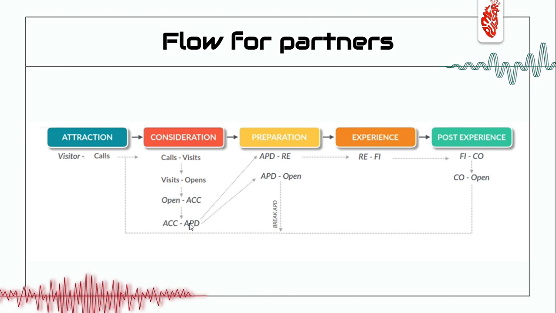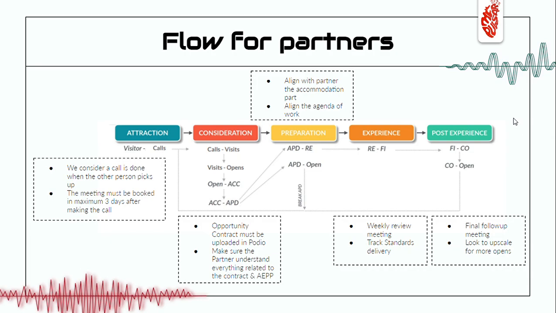So once we get an approved for the EP, either we get the approved to be realized, or we make a break approval and the EP gets back to open, and also the project gets back to being open. And then we move on to the experience part, which is realize to finish, and then post experience, finish to complete. And then we make the follow-up with the company to know what needs to be done.